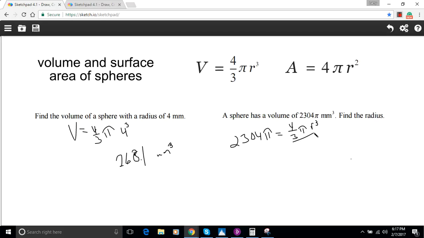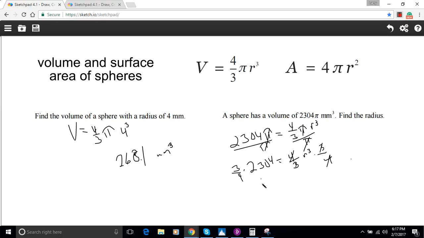The first thing I notice is that there's a pi on both sides. So I could simply divide each side by pi, and the pi's would disappear. That's a good first thing to do to simplify. So we have 2304 equals 4/3 times the radius cubed. I want to get this r cubed alone, and it's got a 4/3 multiplied by it, so I'm going to multiply by the reciprocal, 3/4. What that does over here is basically all of that cancels, so it goes away. And over here we multiply by 3/4.